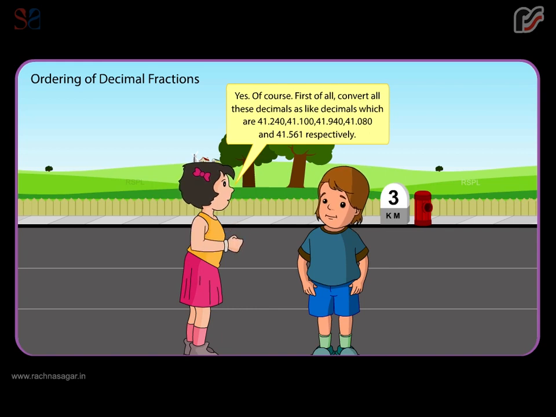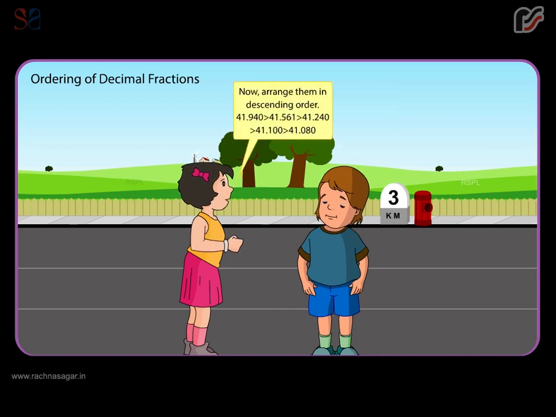41.240, 41.100, 41.940, 41.080 and 41.561 respectively. Now, arrange them in descending order. 41.940 is greater than 41.561 is greater than 41.240 is greater than 41.100 is greater than 41.080.